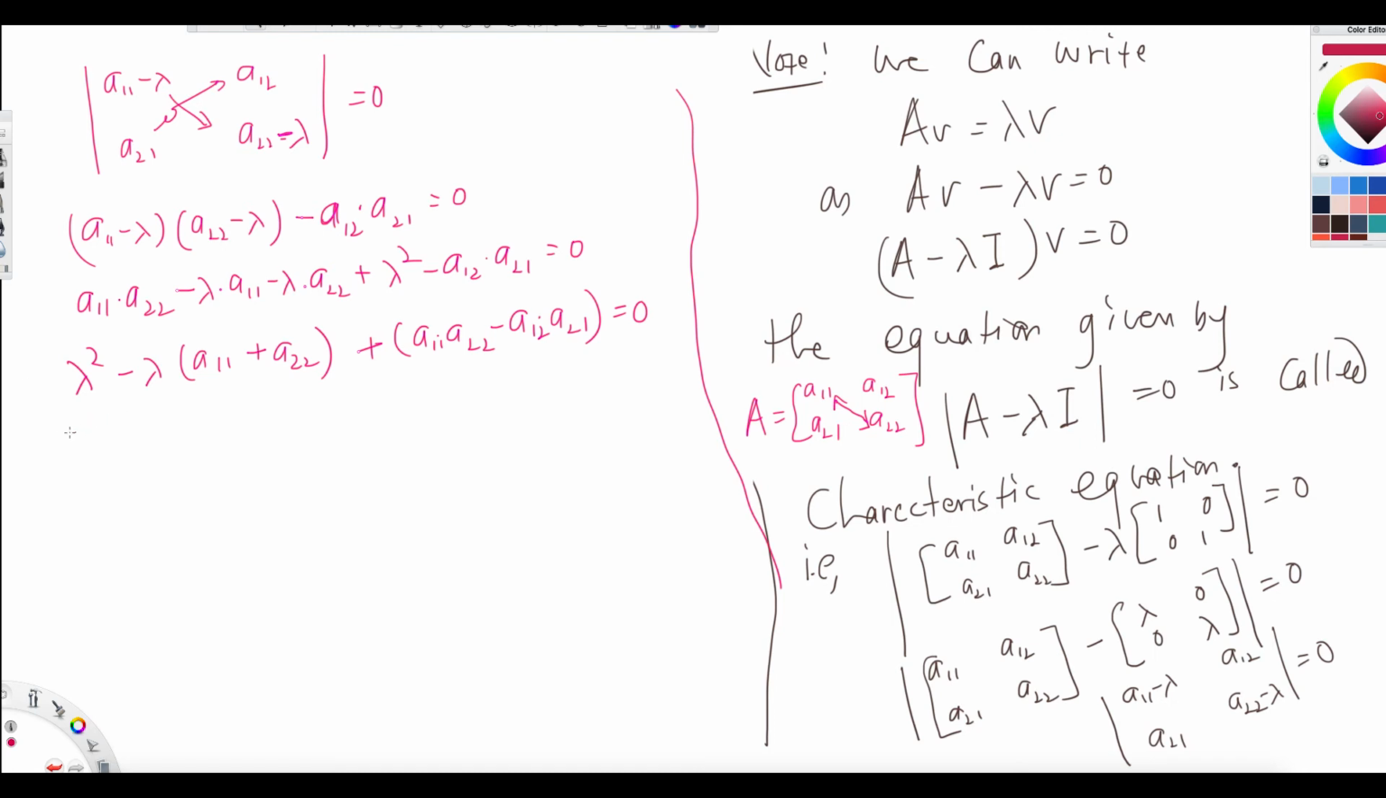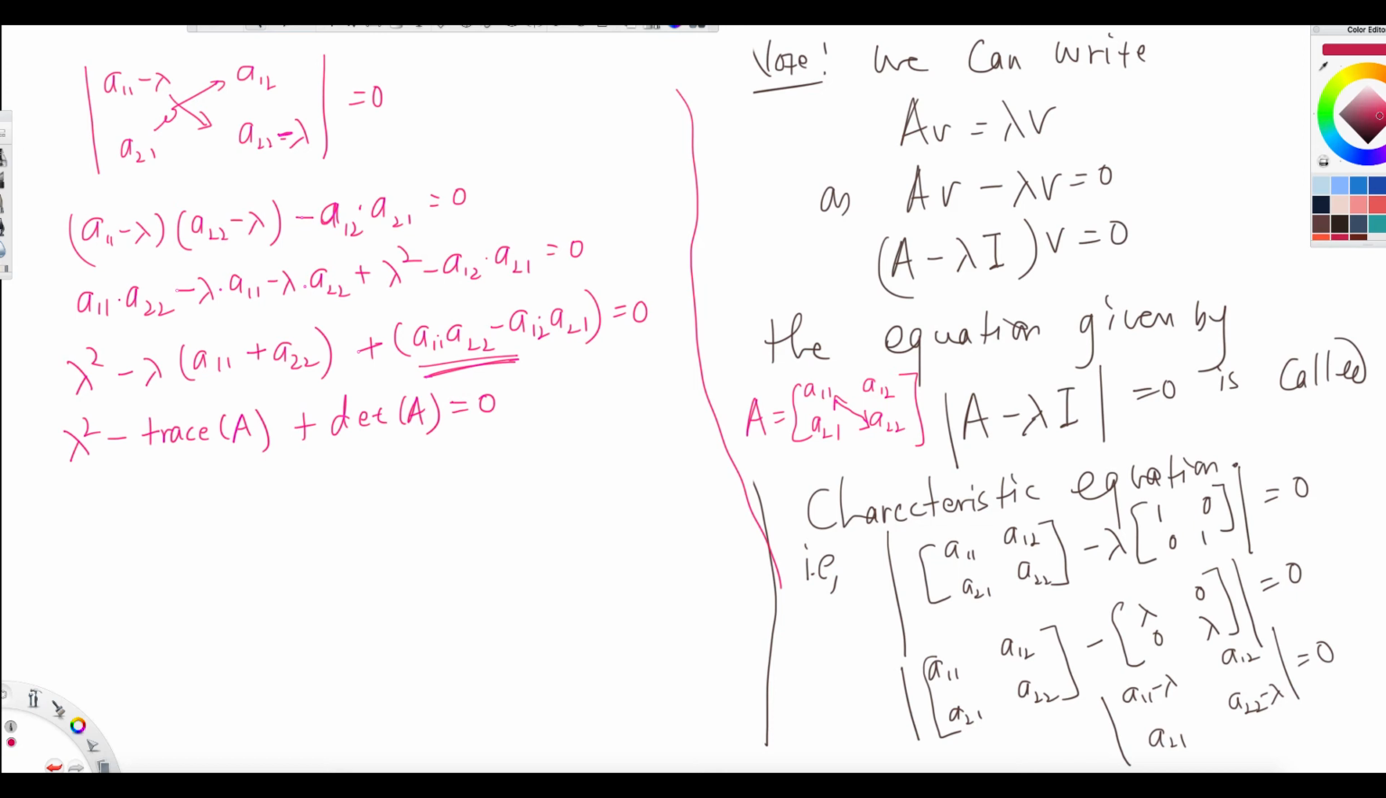So you can write this as lambda squared minus trace of A lambda plus determinant of A, or you can write that as A inside two vertical lines, okay, equals to 0. So this is the determinant of A, right? Why? Because A11 times A22 minus A21 times A12. That is the determinant. This is called the trace. The sum of the diagonal elements is called the trace. So this is the characteristic equation. Okay, this is called the characteristic equation.